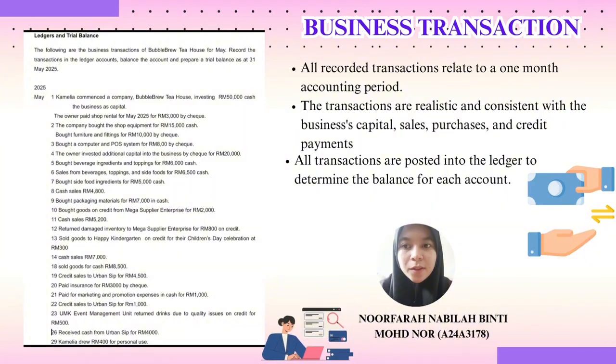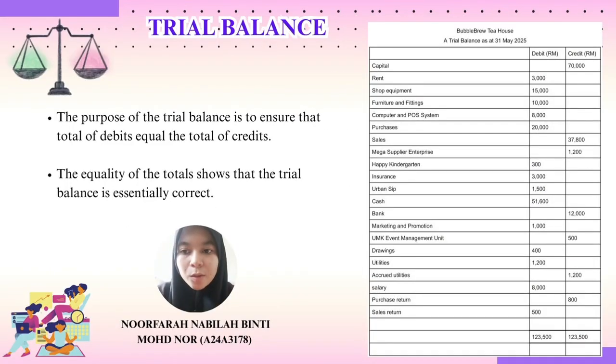For the business transactions, we record all the transactions for a 1 month period, which is May 2025. The transactions include the owner's capital investment, cash sales, purchases, and credit sales. For instance, the owner invested RM70,000 as the initial capital. All transactions were then posted into the ledger to find out the balance of each account, including cash, sales, and purchases. A trial balance was prepared to ensure that the total of debit equals the total of credit.